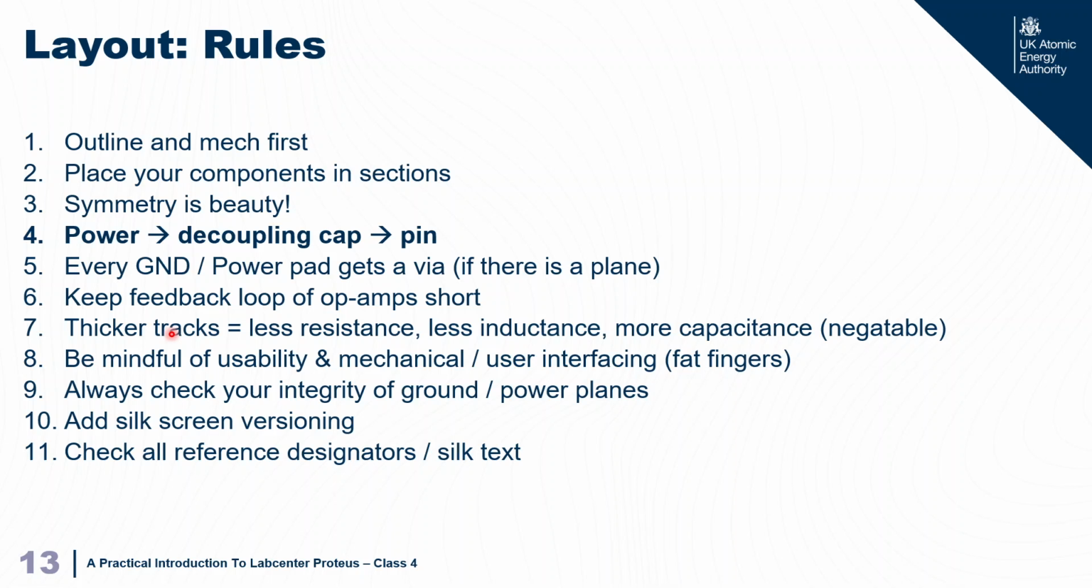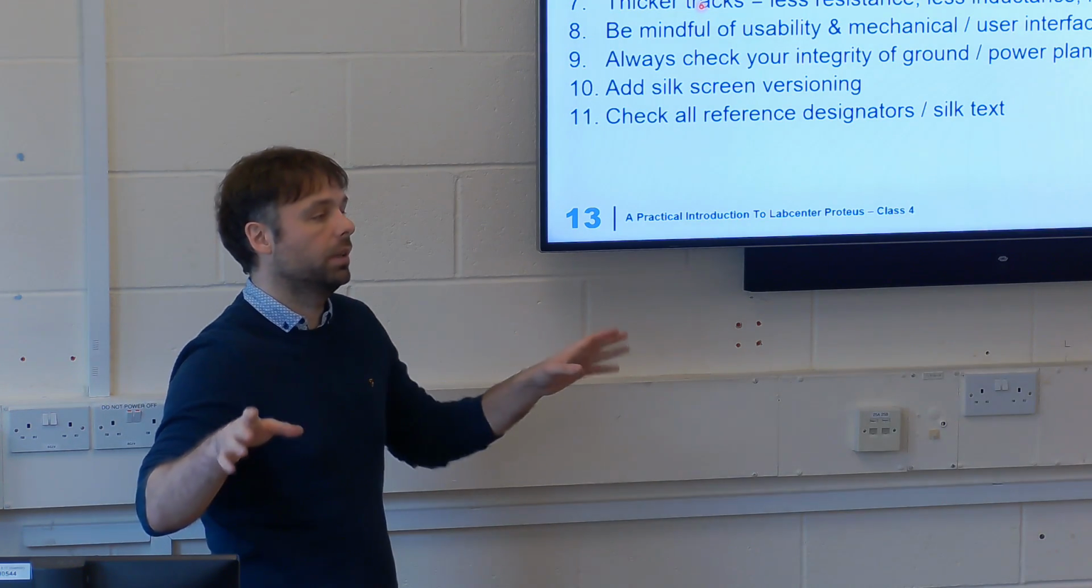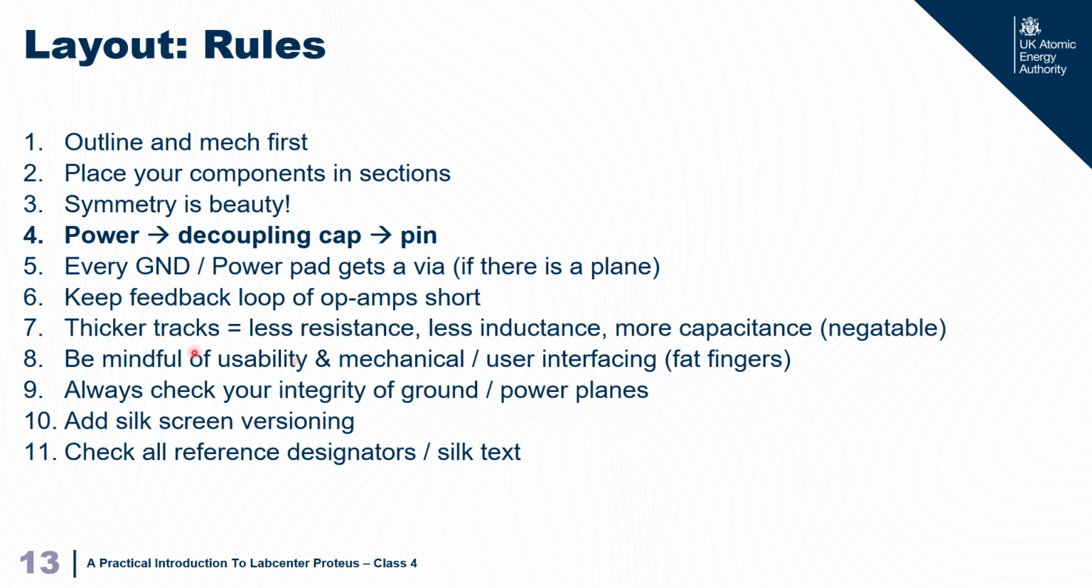Thicker tracks means less resistance, less inductance and more capacitance. The capacitance can be mitigated. So by and large, thicker tracks, especially for power delivery. If you're doing power delivery tracks and you haven't got planes to work with, thick traces, always remember. Be mindful of the mechanical stuff, usability. I put fat fingers. If you've got fingers and you're trying to use a potentiometer and you put it next to a DC jack. Verify the integrity of your ground planes. There's a slide for that. Silkscreen version, I showed that, and check all the reference designators so they're not all on top of each other.